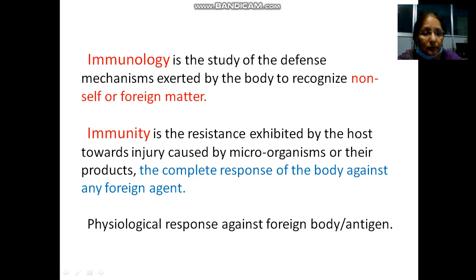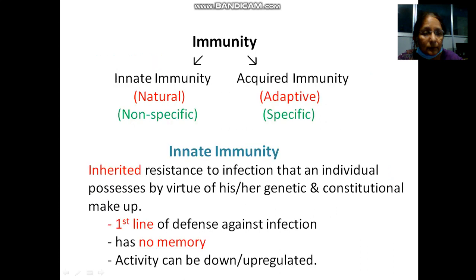And what is immunity? Immunity is the resistance that is exhibited by the host towards any injury caused by microorganisms or their products, that means any antigen. This is the complete response of the body against any foreign agent, the physiological response against a foreign body or any antigen.